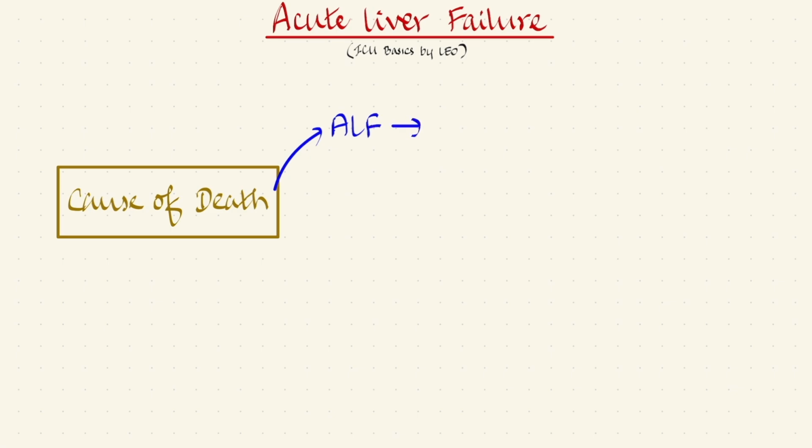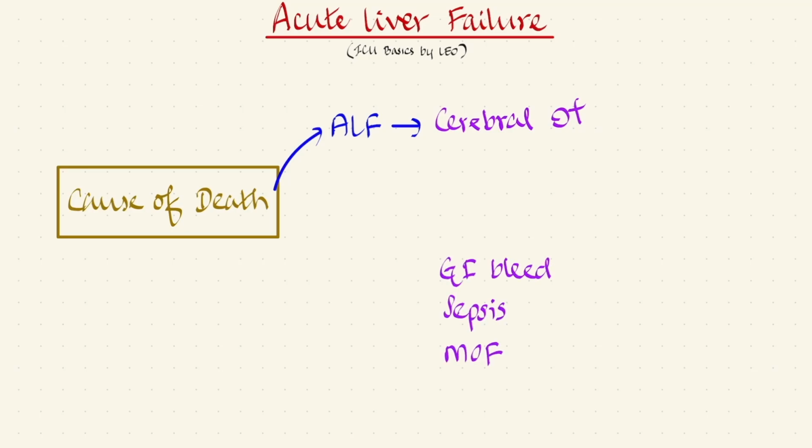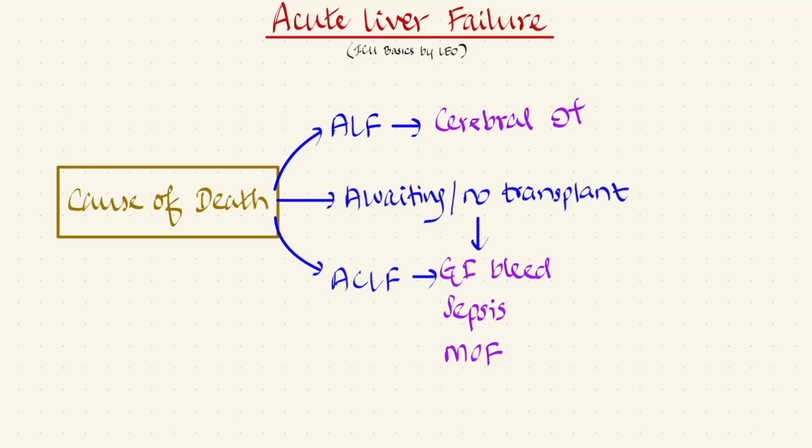disease is cerebral edema. GI bleeding, sepsis, and multi-organ failure are common, and these are signs of decompensation and new onset of acute on chronic liver failure, as well as frequent causes of death in those awaiting liver transplant and in those who do not fulfill transplant criteria.